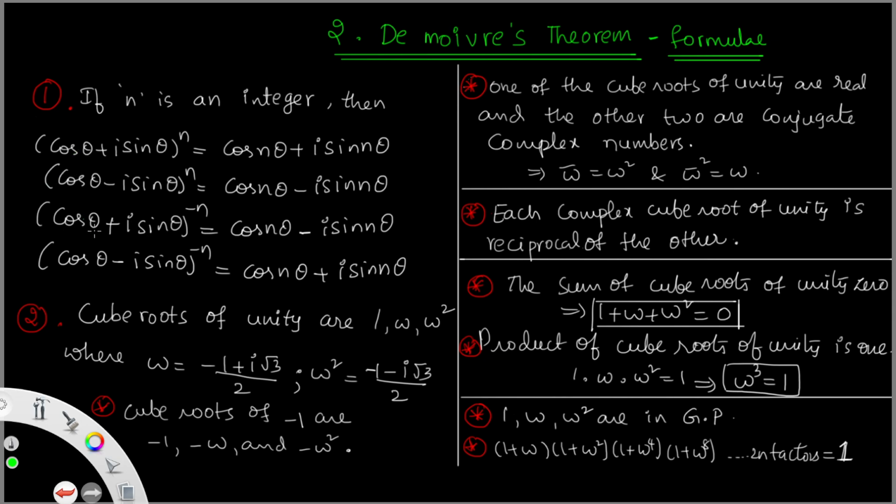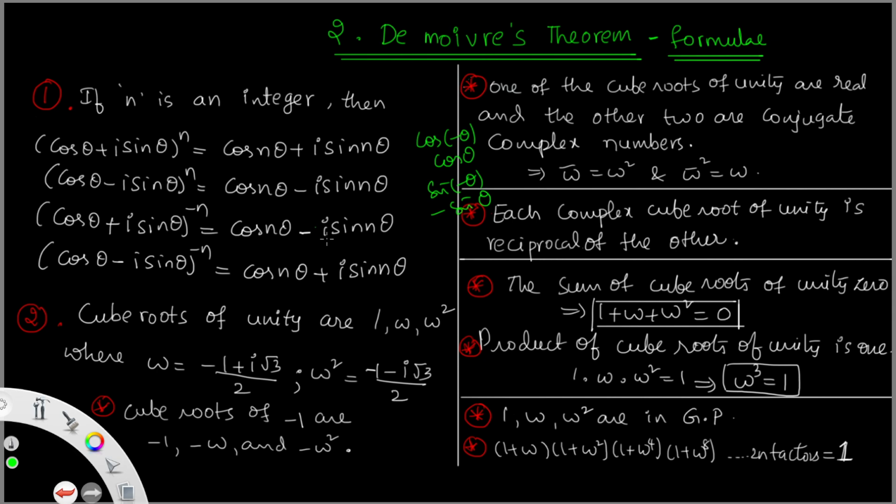(cos theta plus i sin theta) to the power of minus n is cos n theta minus i sin n theta. (cos theta minus i sin theta) to the power of minus n is cos n theta plus i sin n theta. So the general formula: cos of minus theta is cos theta and sine of minus theta is minus sin theta. So we also get these formulas like this.